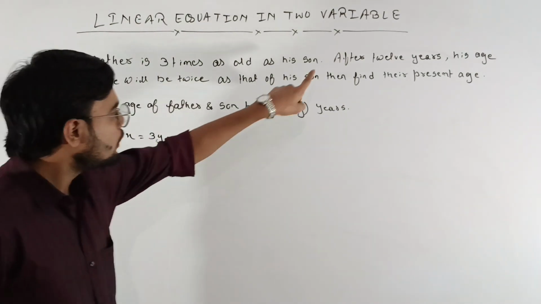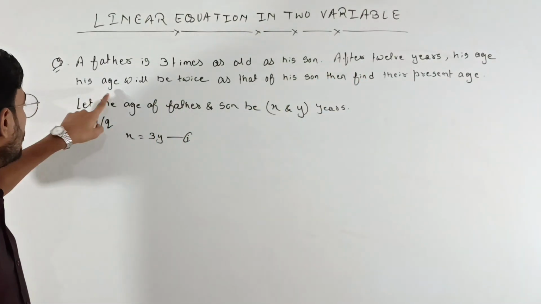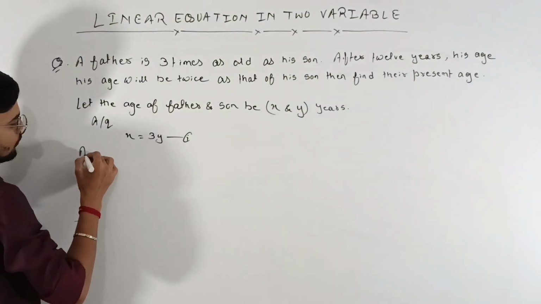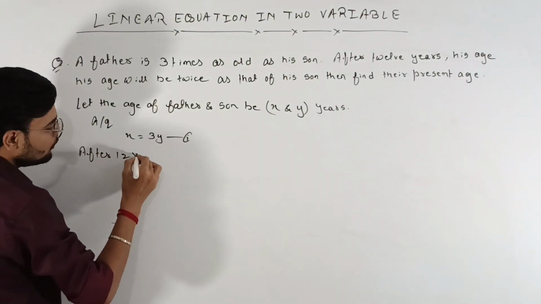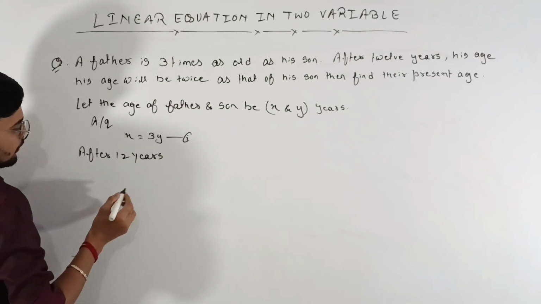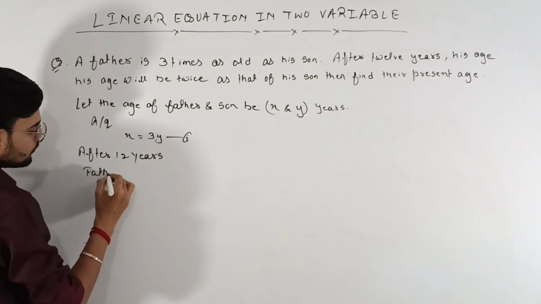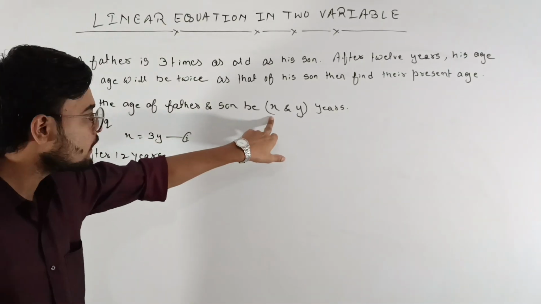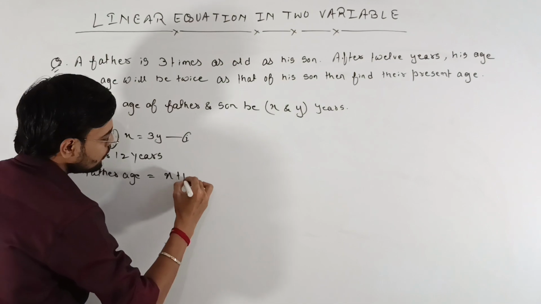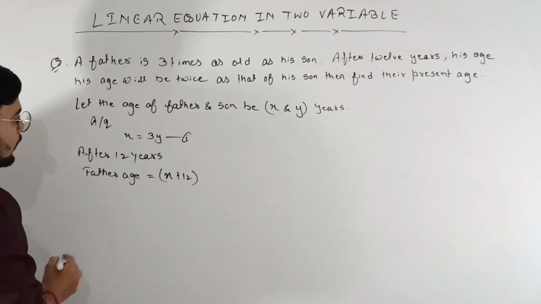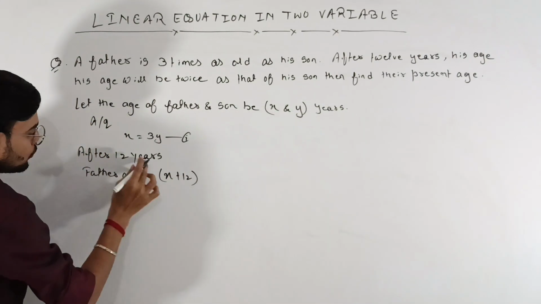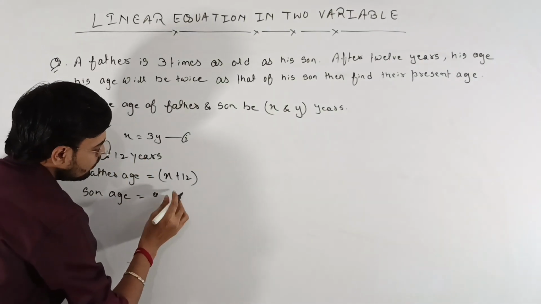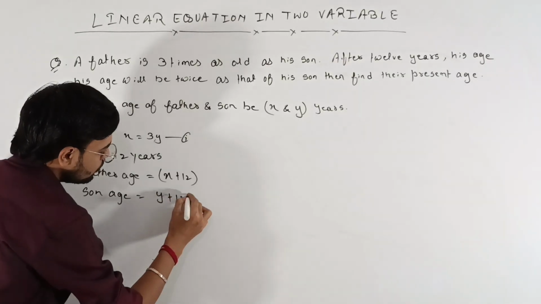Now after 12 years, his age will be twice that of his son. After 12 years, what happened? Present age of father is x, then after 12 years his age will be x plus 12. Now present age of son is y, then after 12 years son's age will be y plus 12.